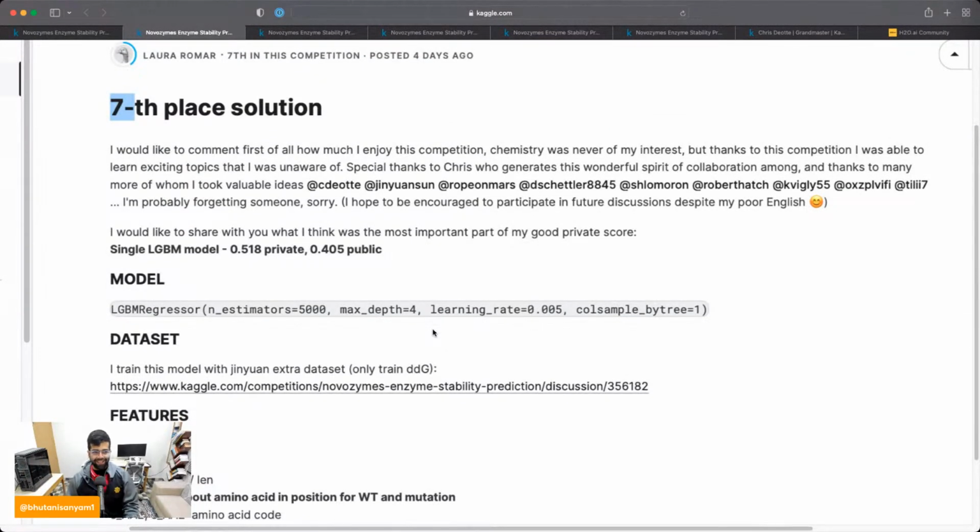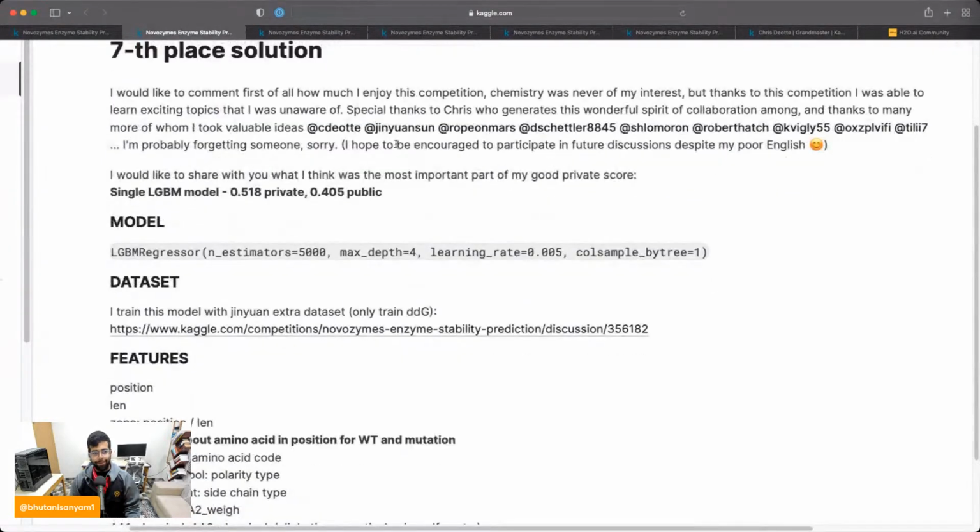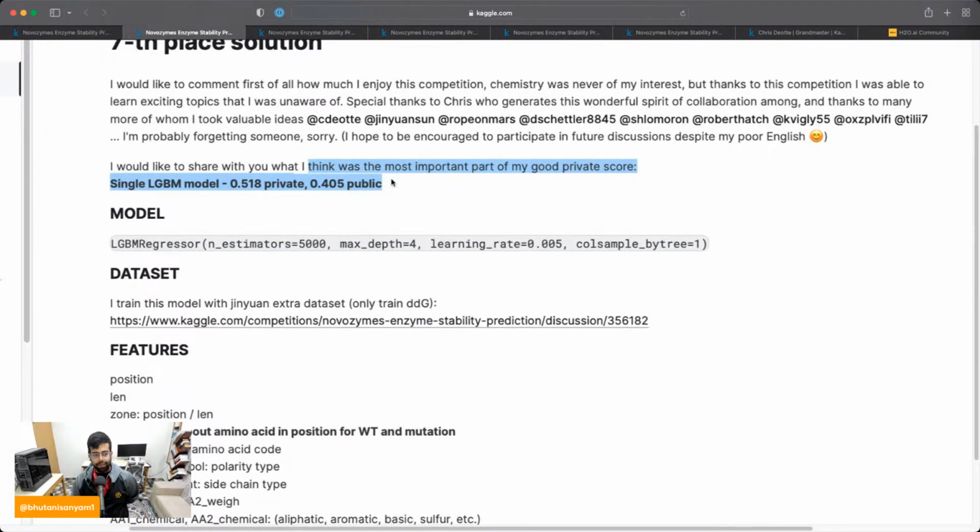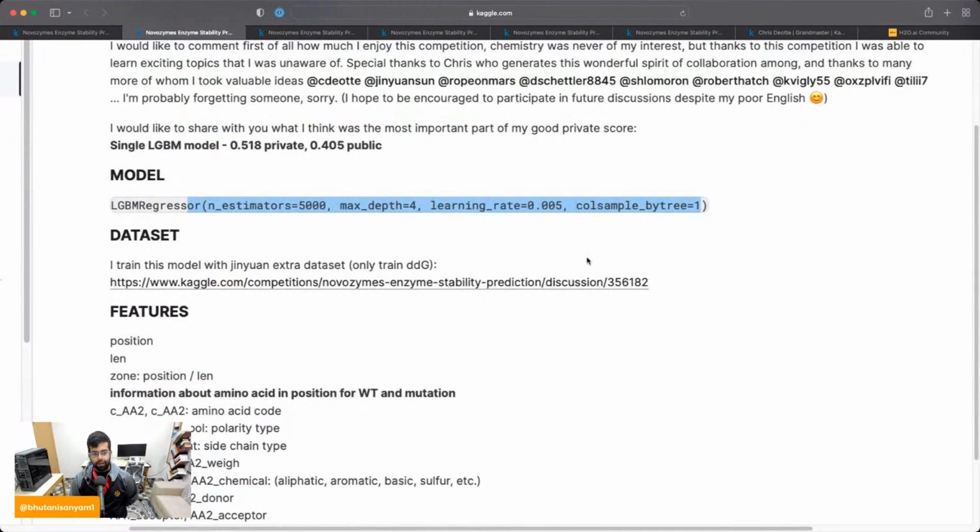Sorry about that. So here's the seventh place solution, and I read something which I really echo with. Chemistry was never of my interest, neither mine. But thanks to this competition, I was able to learn exciting topics I was unaware of, which I of course didn't get a chance to. The most important part of the solution is a single LGBM model, and they've shared some details of the hyperparameters used here. For dataset, this model was trained with the extra dataset, only DDG, which is a delta delta G.